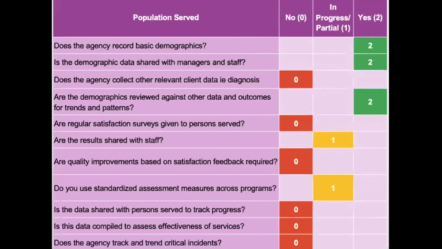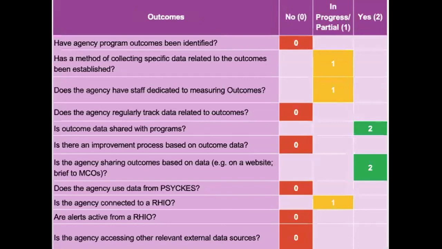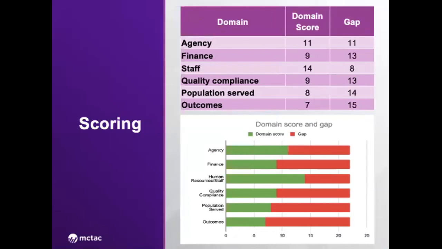And then the last area, probably the one that we will find the least available data or decisions around, is outcomes. And it really starts off by asking the agency or individual programs, have you identified what outcomes you're aiming at in terms of the services provided by the agency? And if you have, do you have a way of collecting the data? Is that data then shared with individual staff so they can manage their programs to improve?